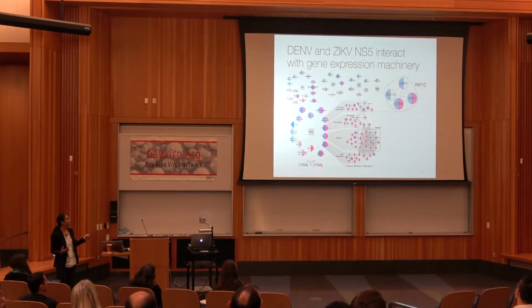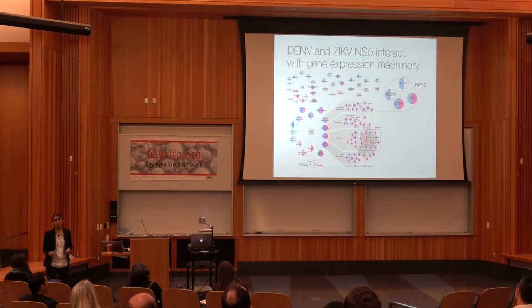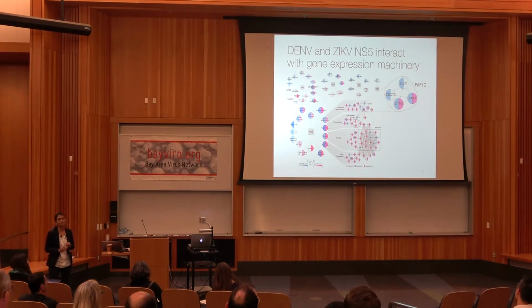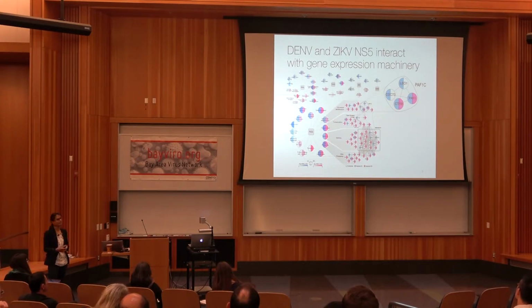Here we're looking at the specific physical interactions that we identified by mass spec that contribute to the GO enrichment category in this data set. What we identified were 4 proteins from PAF1C that interacted with dengue virus NS5, and 2 of those proteins also interacted with high confidence with Zika NS5. So this is one of the interactions. Because of this strong signal, we decided to pursue it further.